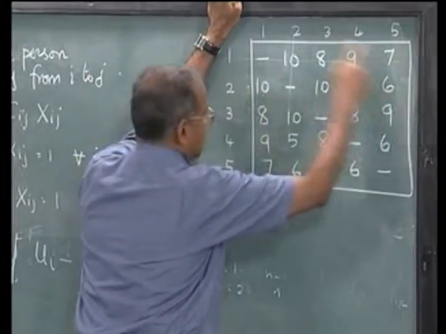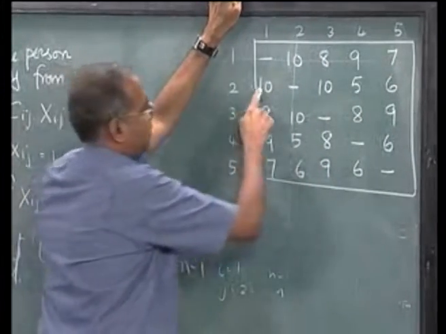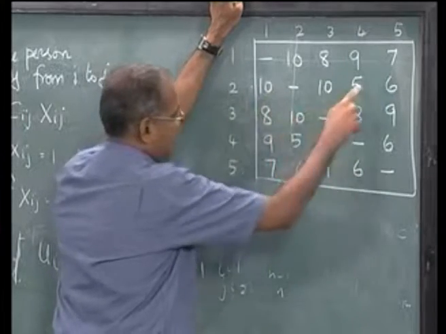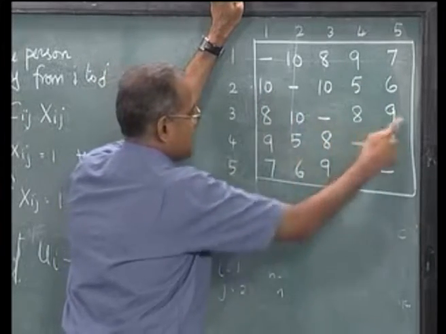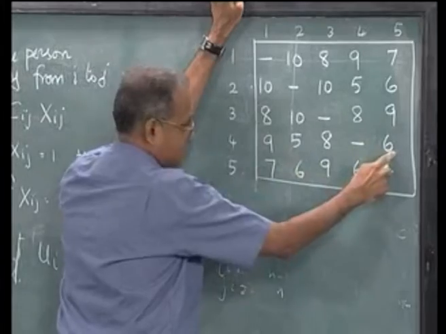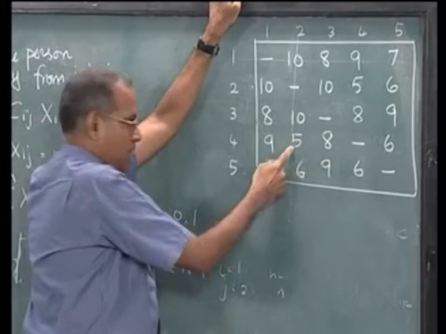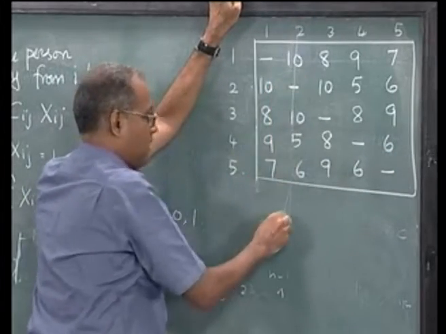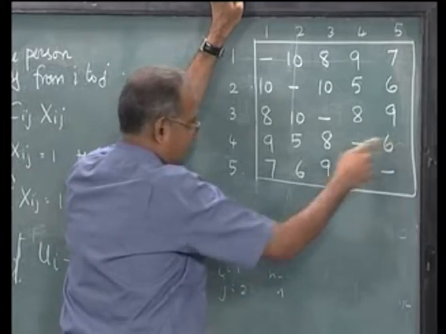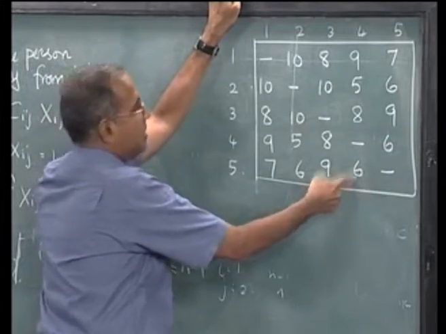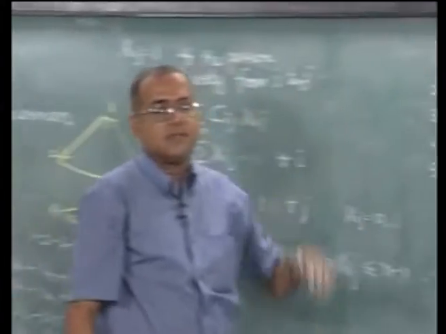I repeat, we have fixed this 10. So, we leave out the first row and the second column. Now, for the remaining 4 by 4, the row minimum is 5, 5 plus 8 is 13, 13 plus 6 is 19, this 5 is not counted because this column has been left out, 19 plus 6 is 25, 25 plus 10 is 35.